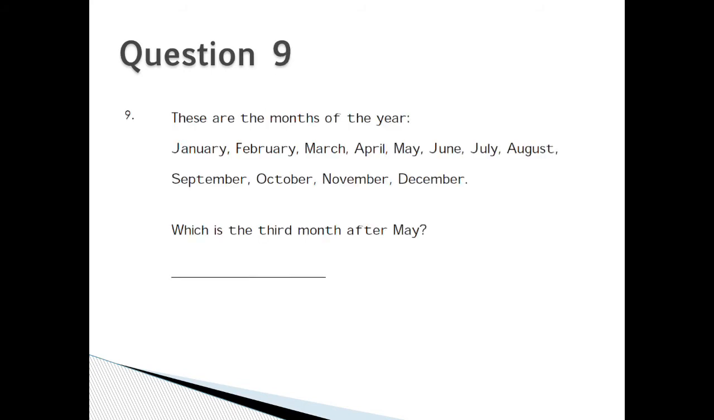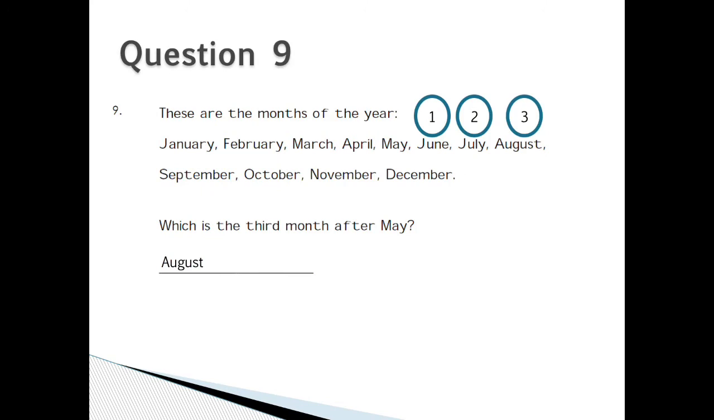There are the months of the year: January, February, March, April, May, June, July, August, September, October, November, and December. Which is the third month after May? If we count 3 months after May, we have June, July, August. So the third month after May is August.